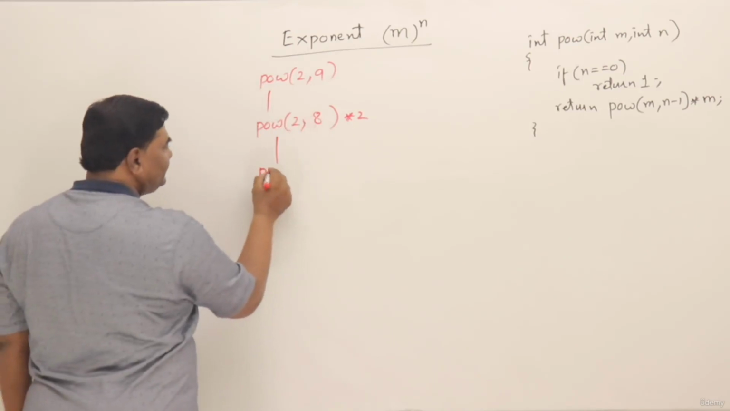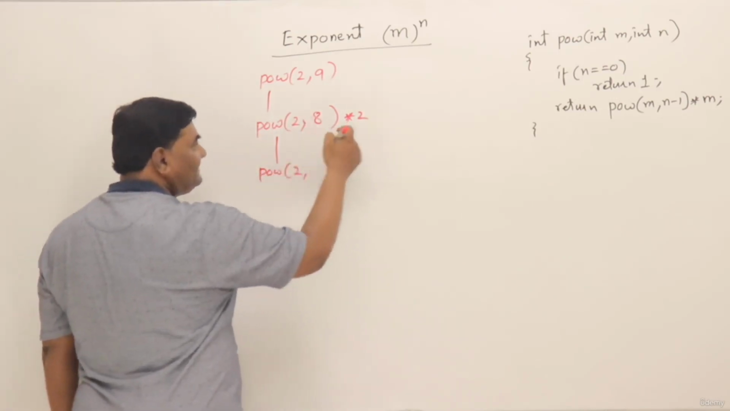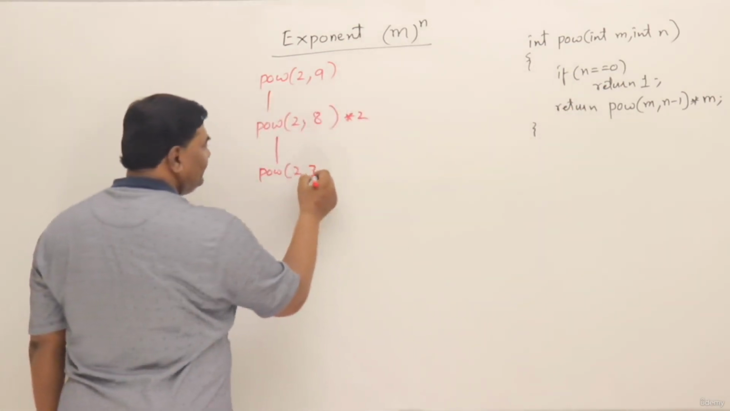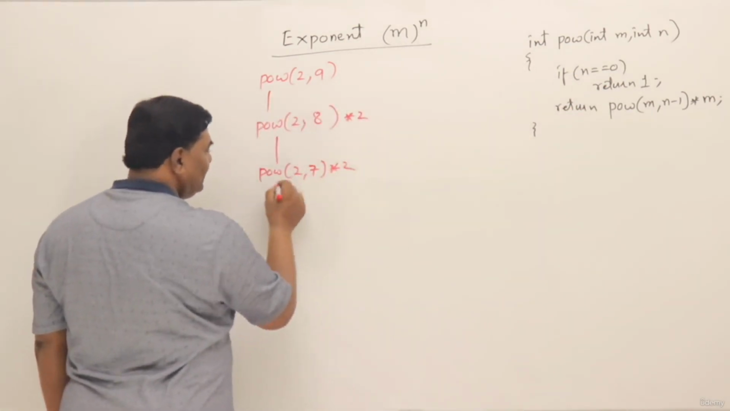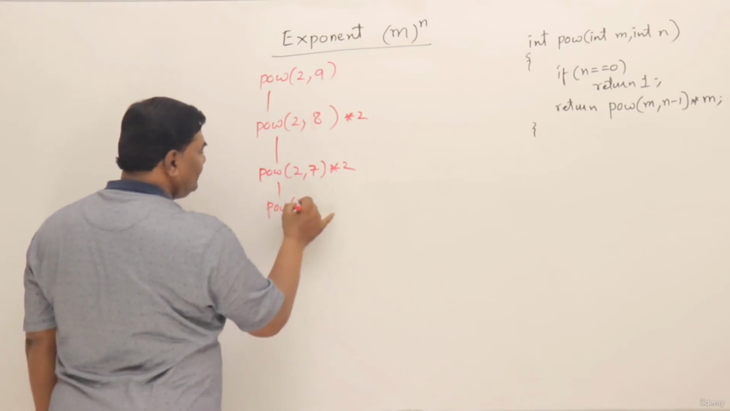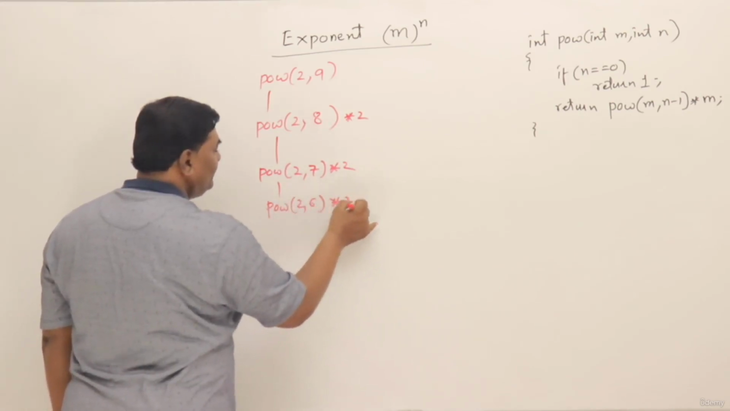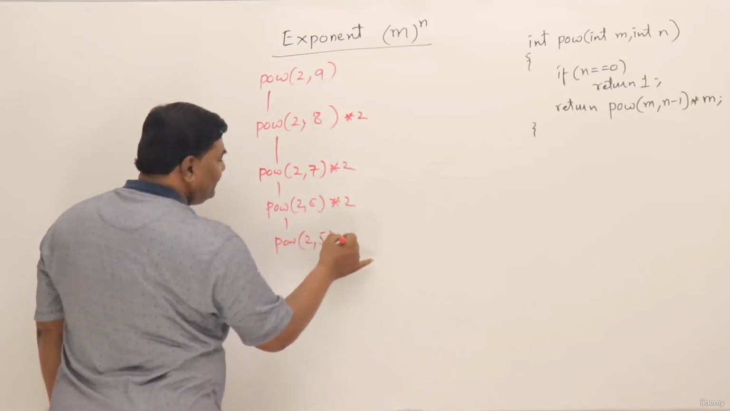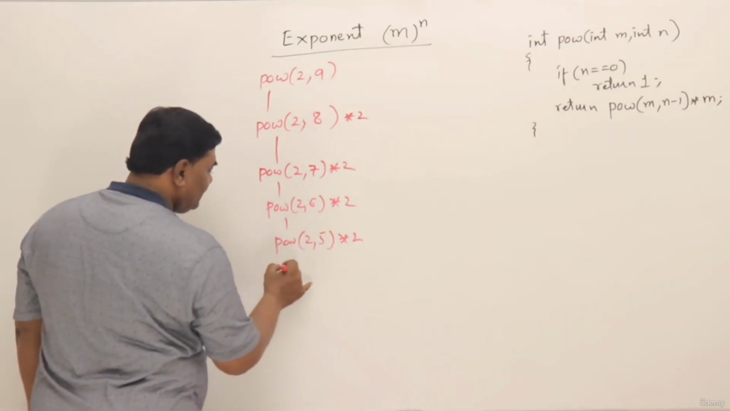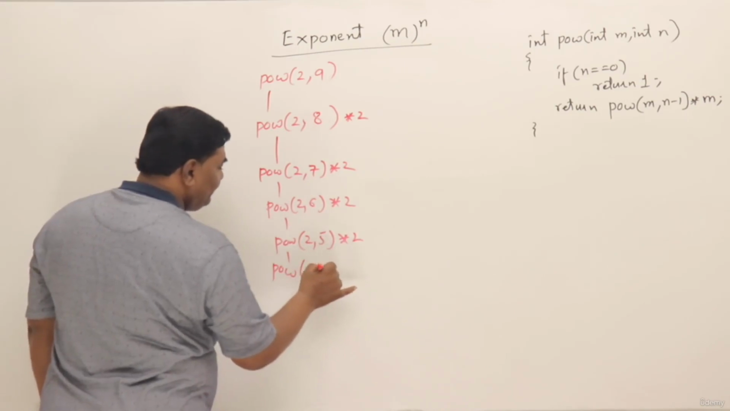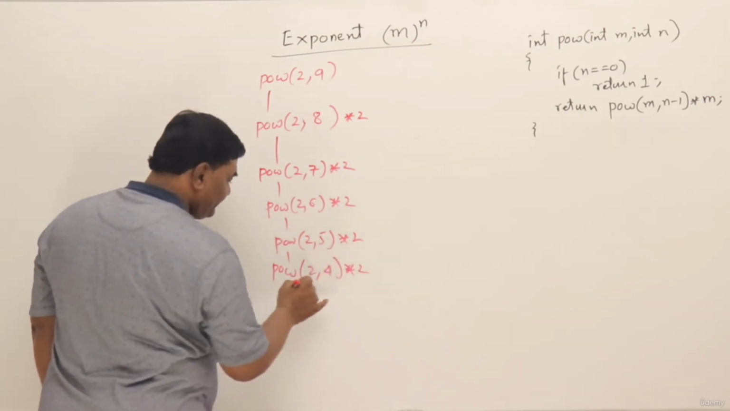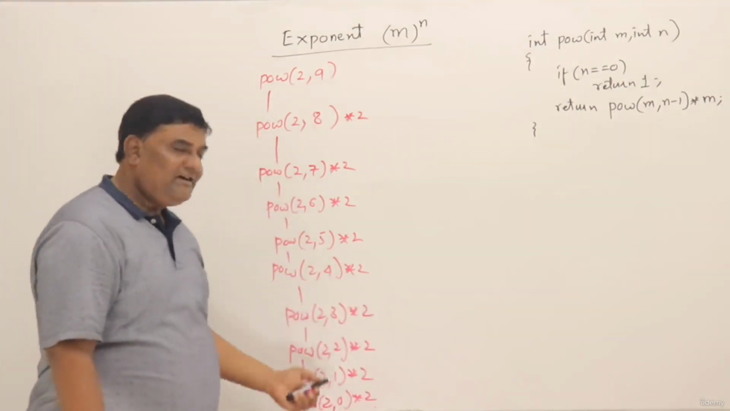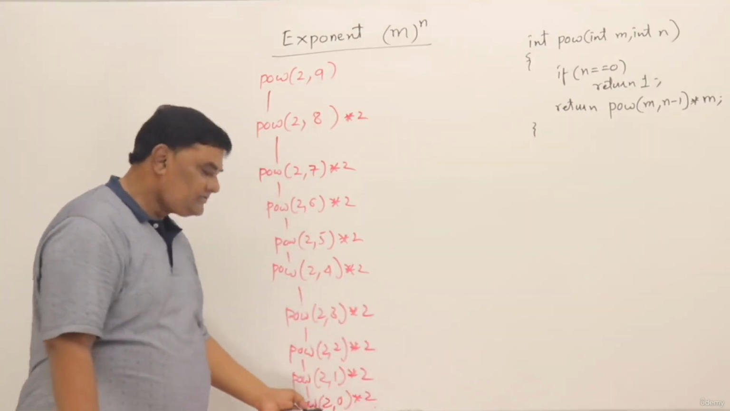So what is this call? Power of 2 comma 8, as 8 is not 0, every time this has to be done. So this will become power of 2 comma 7 multiplied by 2, then again power of 2 comma 6 multiplied by 2, and power of 2 comma 5 multiplied by 2, power of 2 comma 4 multiplied by 2. I'll finish this. So that's all. I have made all the calls, and the last call is 2 comma 0.